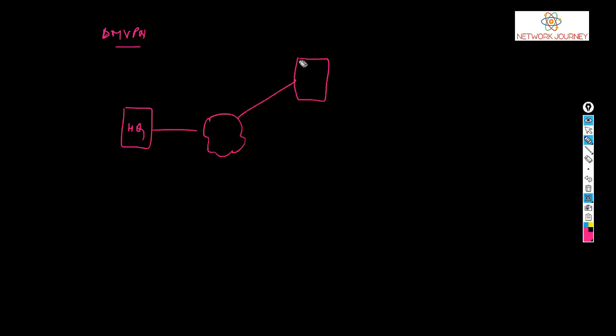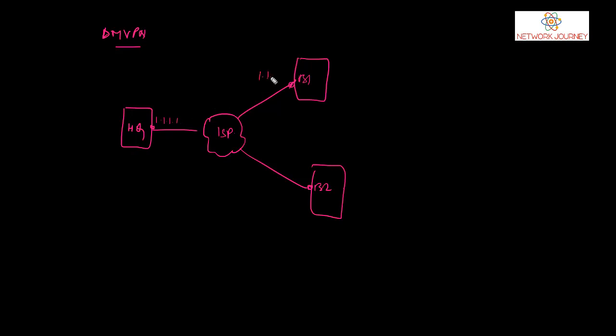Now regarding DMVPN, let's say I have a headquarter which is connected to the internet and connects to branch office 1 and branch office 2. Let's assume we have, as usual, the public IPs. Since this is an ISP, the service provider, we have the public IPs, let's say 1.1.1.1, 1.1.1.2 and 1.1.1.3.